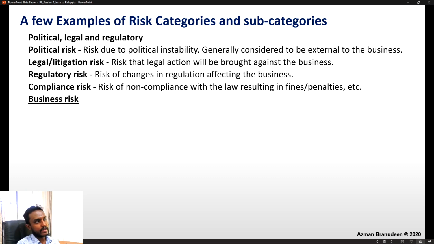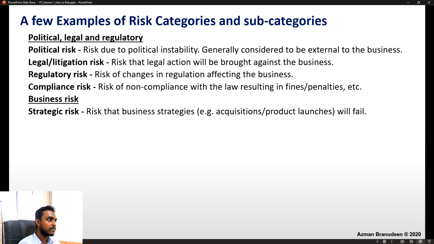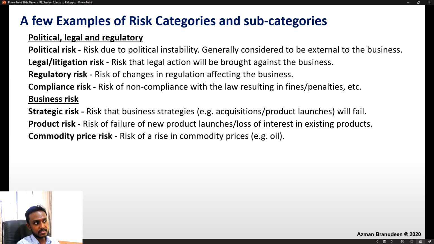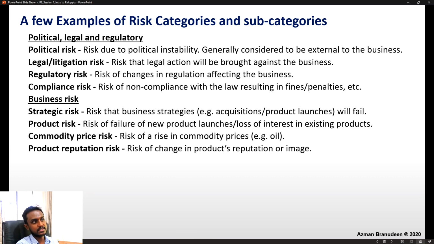The second broad category we can look at is business risk, kind of like strategic risk. So strategic risk is the risk that business strategies could fail. Whatever strategy you have implemented, like for example, if you take Kodak or Nokia, fundamentally the risk that they were exposed to when those giants fell was their exposure to strategic risk. Product risk, risk of failure of new product launches or loss of interest in existing products. Commodity price risk, risk of a rise in commodity prices. Product reputation risk, that is the risk of change in a product's reputation or image.